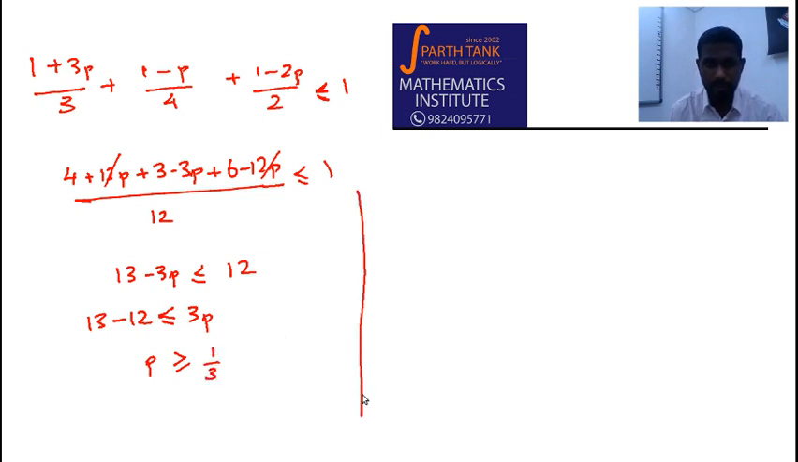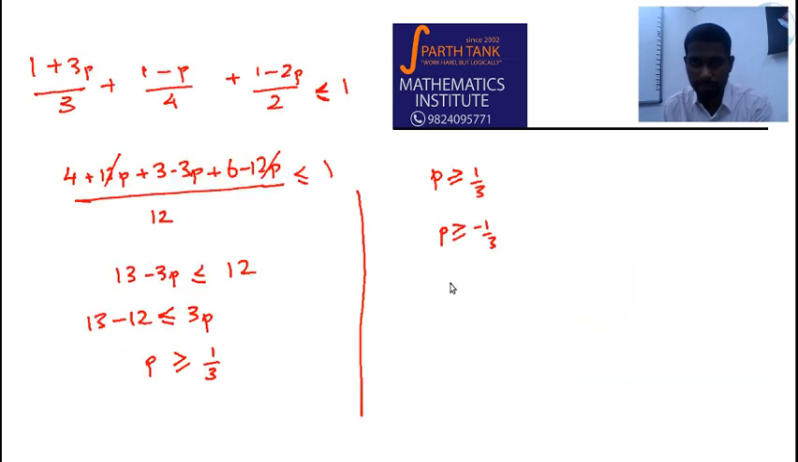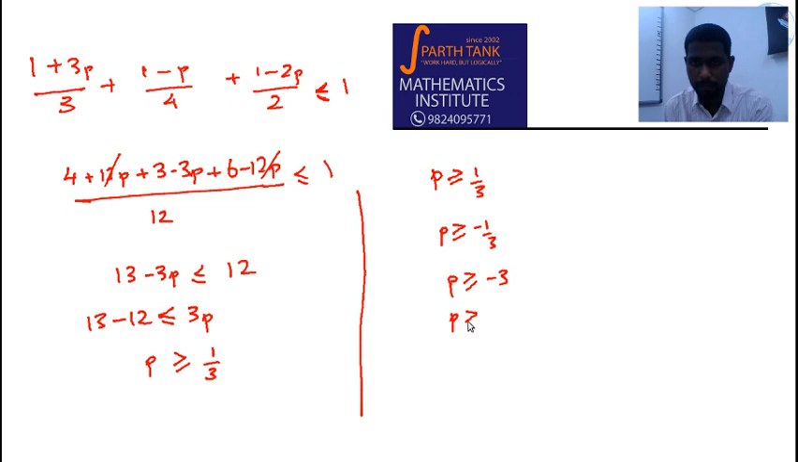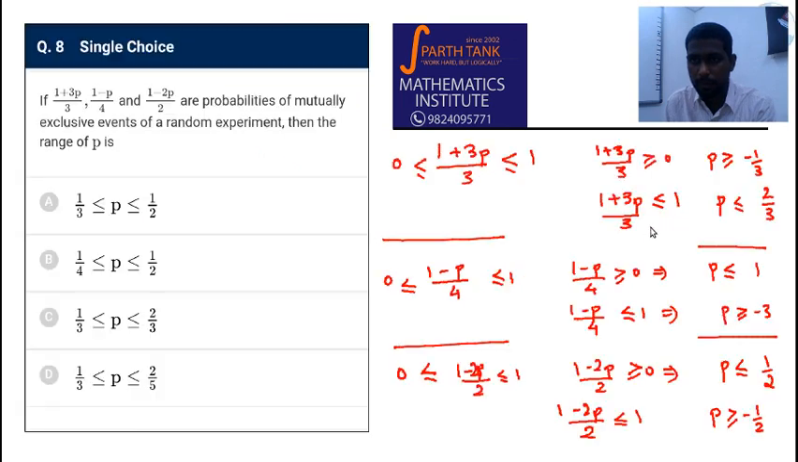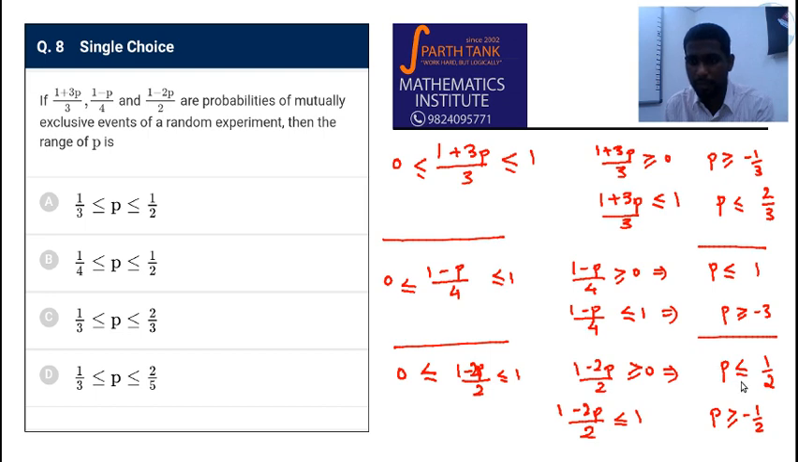Okay. So now I have several such conditions. What are they? I have got p should be greater than or equal to 1 by 3. Then from the previous cases, p greater than minus 1 by 3, p greater than minus 3, and finally p greater than minus 1 by 2. Okay. And for the other side, I have p less than or equal to 2 by 3, p less than or equal to 1, and p less than or equal to 1 by 2.